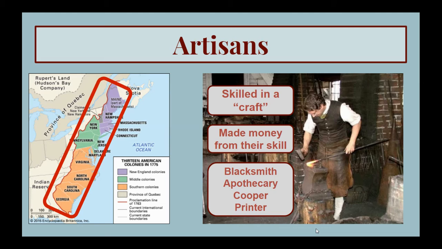These are 4 examples, but there are lots and lots of examples of artisans. Examples are a blacksmith, or somebody who creates things out of metal, an apothecary, which would be like a pharmacist today, a cooper, which is somebody who makes barrels, and a printer. I don't mean a printer like what you would buy at Staples. I mean a person who works as a printer. It was a very challenging job, and it was a very big, heavy machinery that they had to use in order to be a printer.